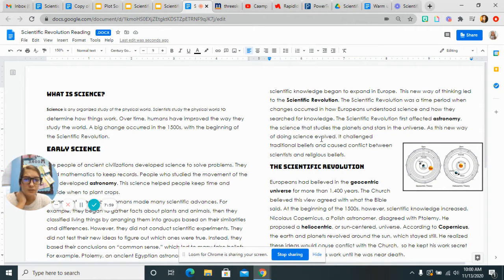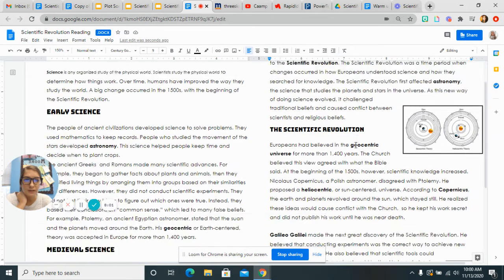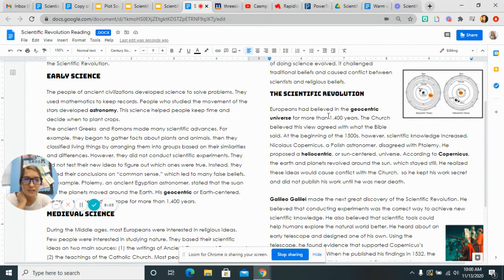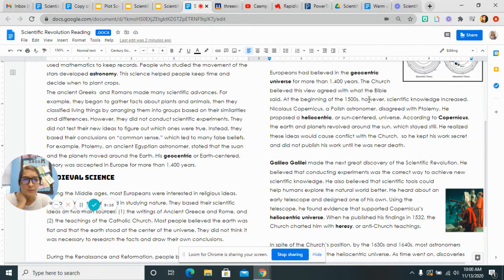As this new way of doing science evolved, it challenged traditional beliefs and caused conflict between scientists and religious beliefs. The scientific revolution. Europeans had believed in the geocentric universe for more than 1,400 years. The church believed that this view agreed with what the Bible said. At the beginning of the 1500s, however, scientific knowledge increased. Nicholas Copernicus, a Polish astronomer, disagreed with Ptolemy. He proposed a heliocentric or sun-centered universe.